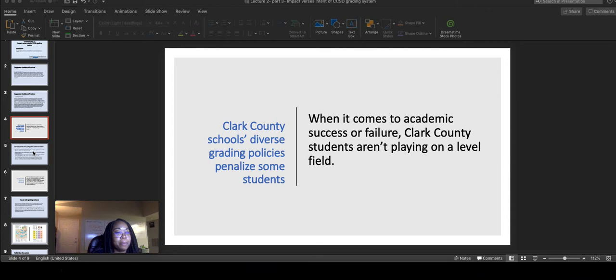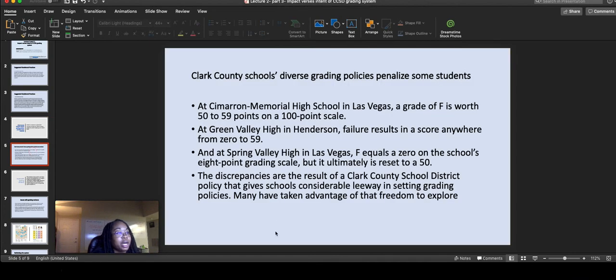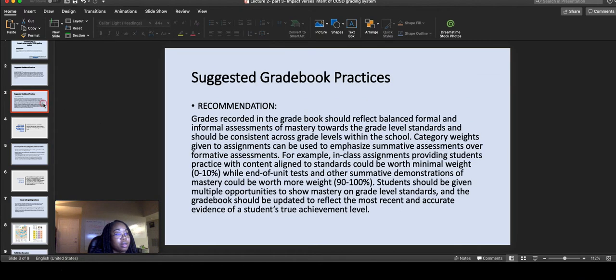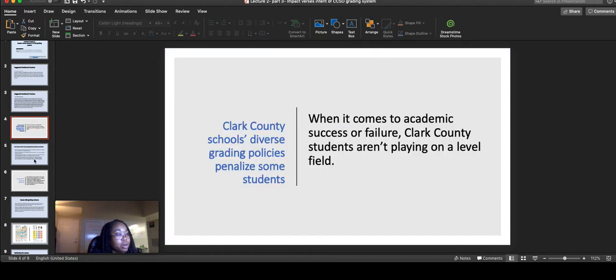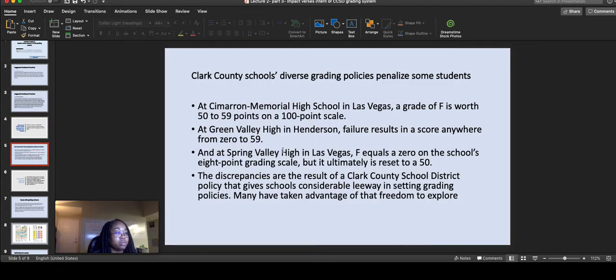So the balance really, I think, has to be within a policy. So here are some things that the actual article reported on. When it comes to academic success or failure, Clark County students aren't playing on a level field, meaning that some schools, here you see the reported, some schools have a certain grade policy while others do not.